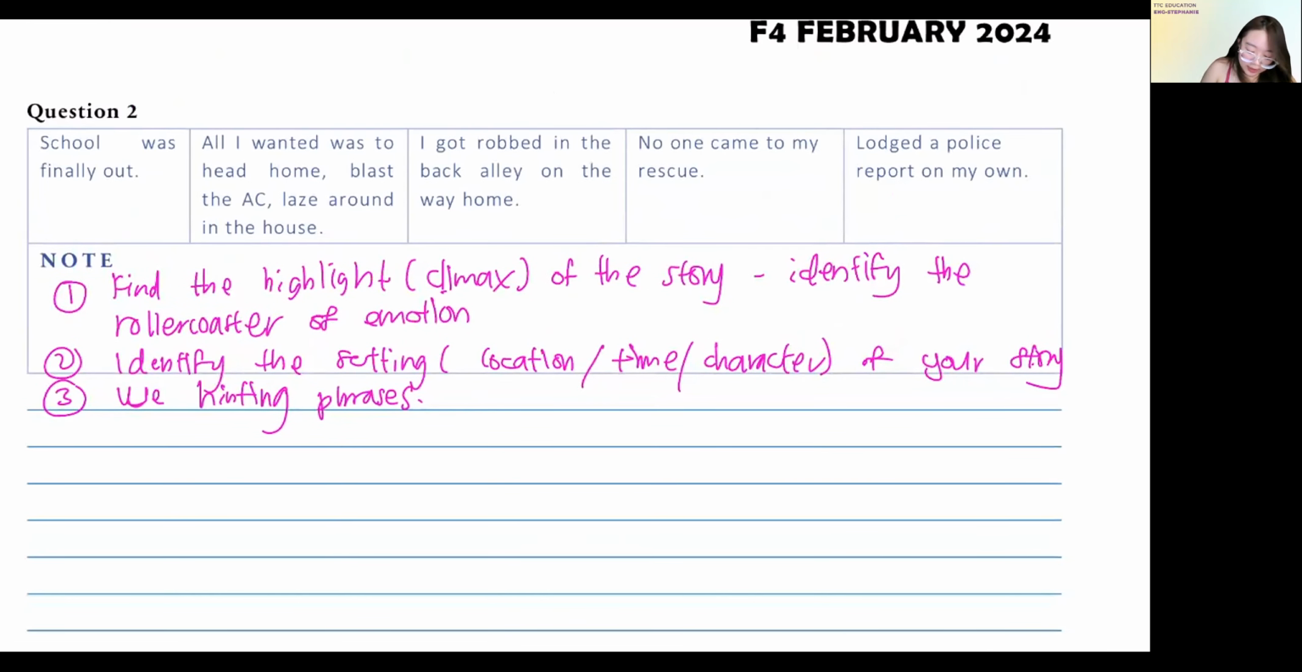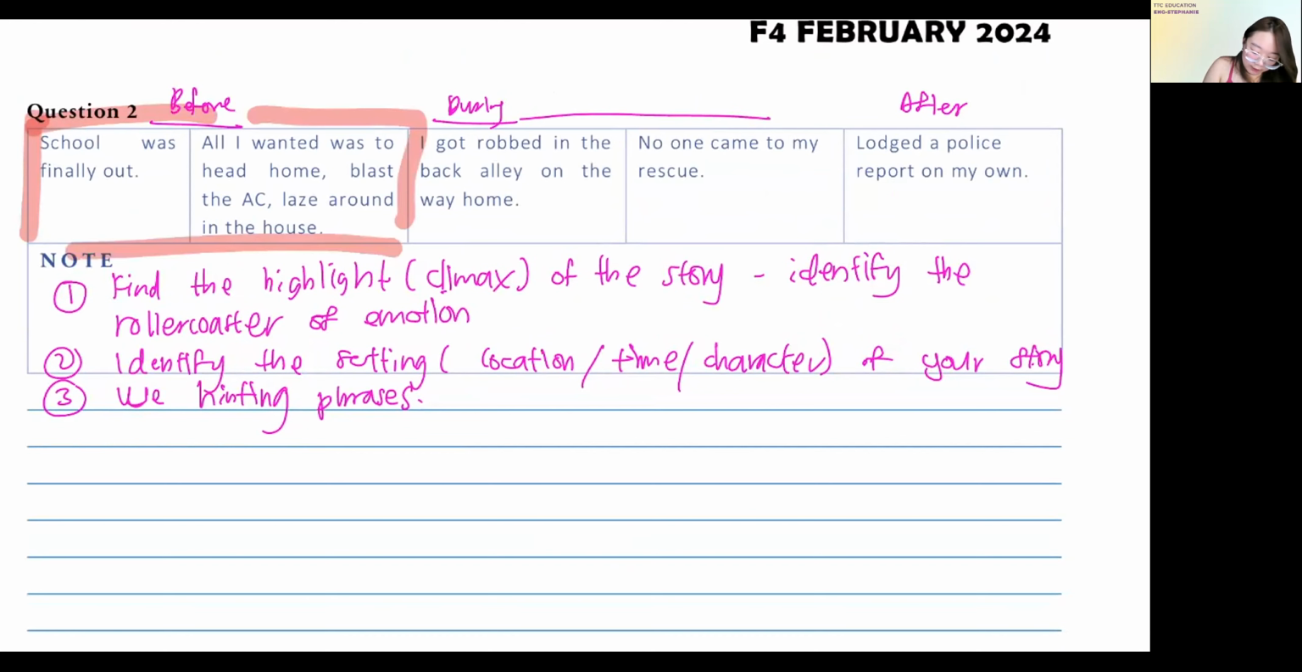So always remember, this is like your before, during, and after. So before, what happened? School was out, you want to go home. Then during, you got robbed, okay, and no one came to your rescue. At the end of the day, you have to lodge a police report on your own. So the keywords here, first portion, you just got out from the school and you want to head home, okay? And then here there's some description that perhaps you can use. Blast the AC around the house means that perhaps you can use the weather description that is very hot, sunny weather. Okay, so it gels more with this flow.